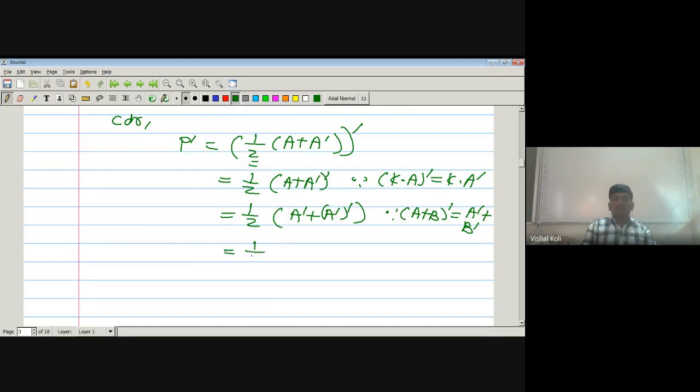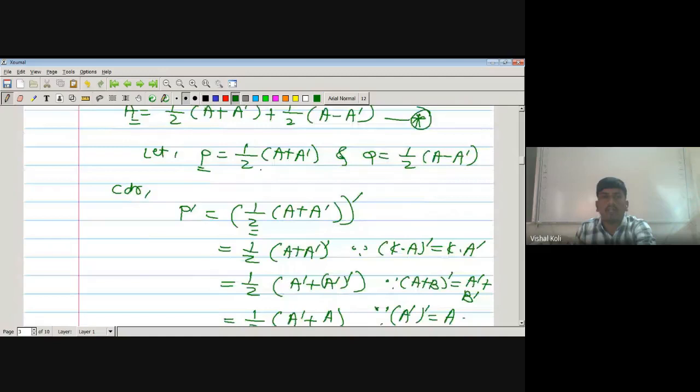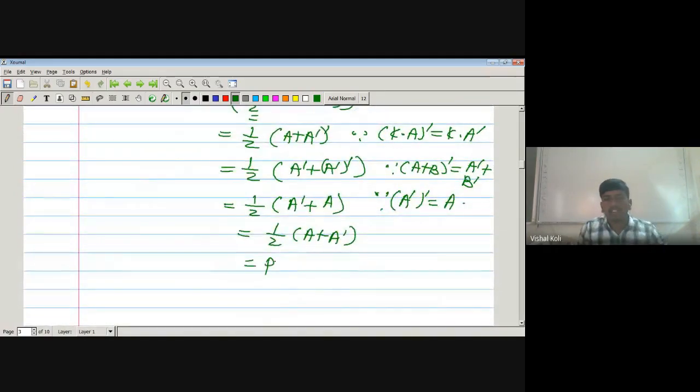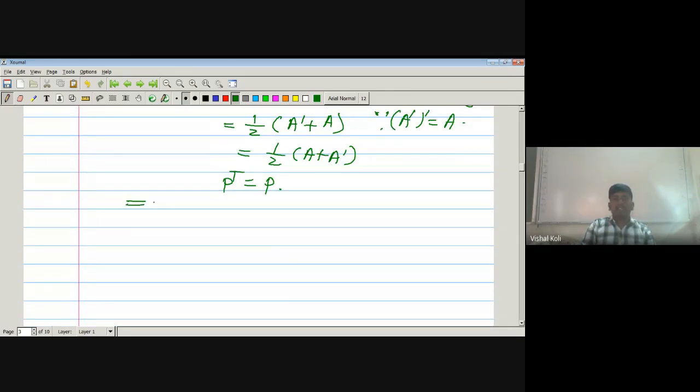Okay, so which is nothing but 1 by 2 (A transpose plus A dash transpose). But transpose of a transpose is nothing but the original matrix A. That is, this can be written as 1 by 2 (A plus A dash), from transpose of a matrix transpose is the original matrix. But 1 by 2 (A plus A dash) is nothing but the matrix P itself. Therefore, here P and its transpose coincide. That is, P transpose is nothing but the matrix P itself, which implies by the definition of symmetric matrix, this P is a symmetric matrix.